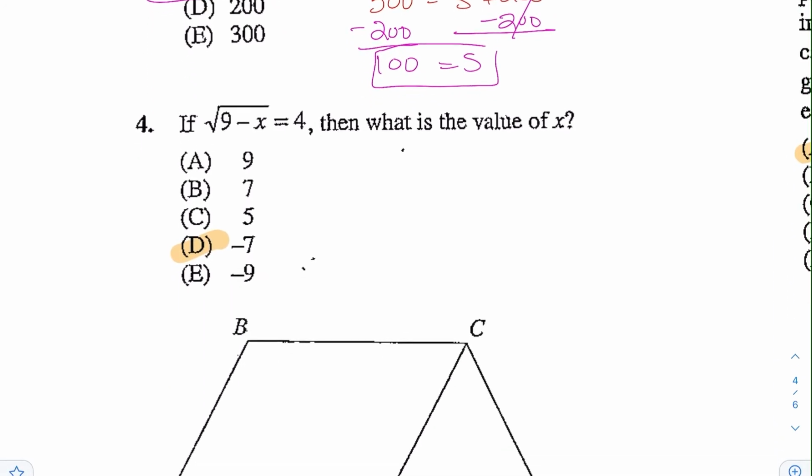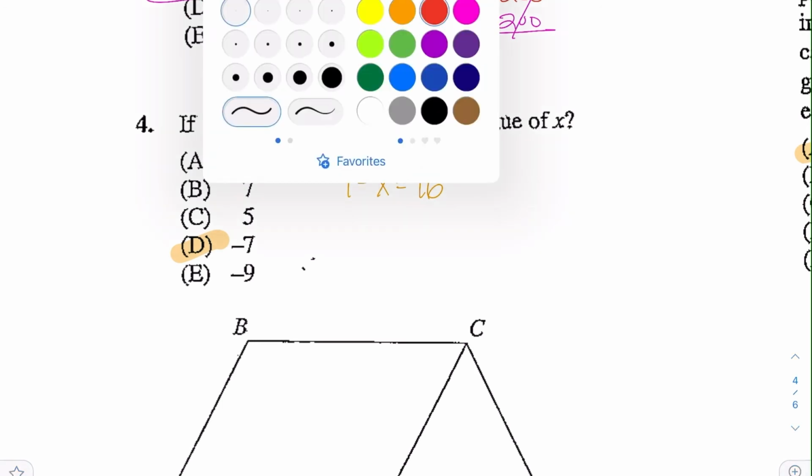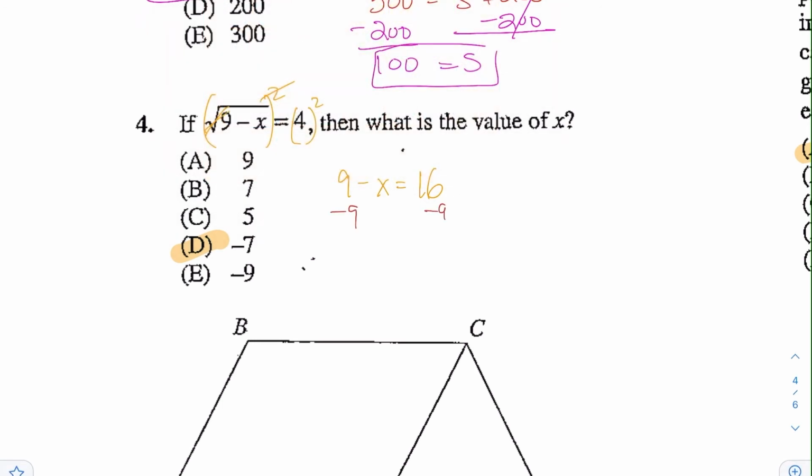Next for number 4, if the square root of 9 minus x is equal to 4, then what's the value of x? So here you have to square both sides to get rid of the square root. And you get that 9 minus x is equal to 4 squared, or 16. So here, if you subtract 9 on both sides, you get that negative x is equal to 7. So if you divide by negative 1, you get that x is equal to negative 7.